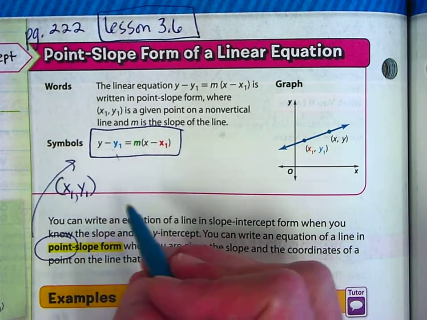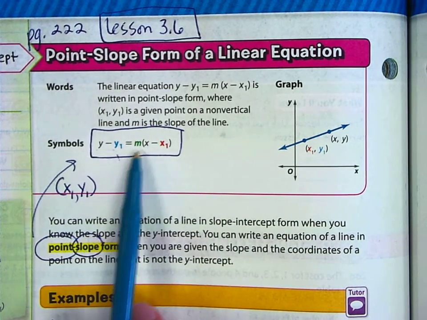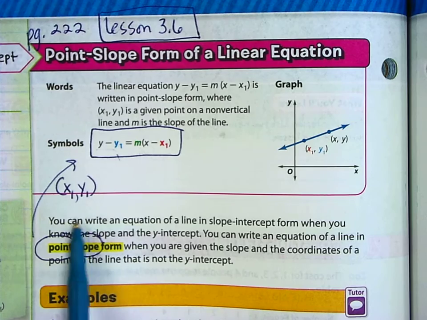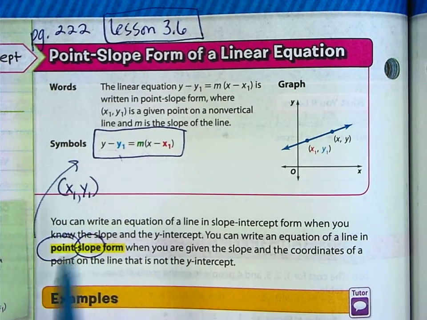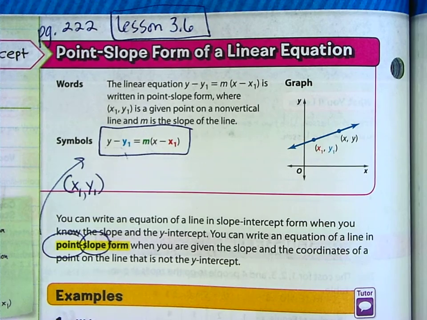It's called point-slope form because you need a point, and the slope goes in place of m. To use point-slope form, you need a point and a slope. Okay, so let's take a look at example number 1.